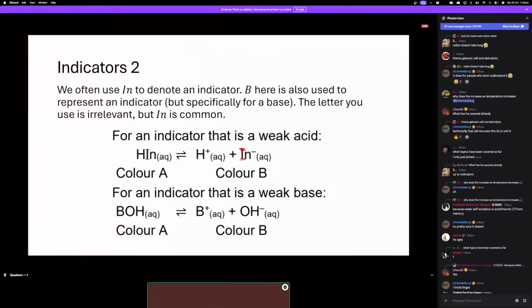So it can be acidic or basic. Same concept. It is one color in one form, and it can dissociate to be another color in another form, right?